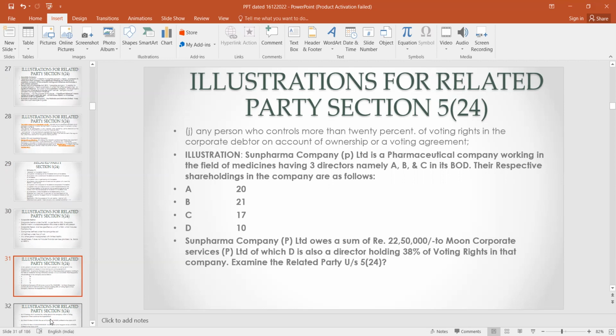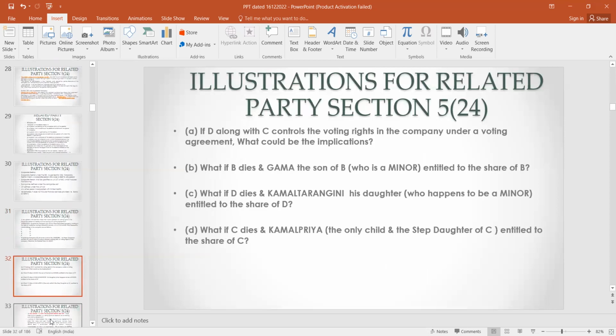In Sun Pharma, there are three directors, A, B, and C. D is not a director in Sun Pharma. But Sun Pharma owes a sum of 20,50,000 to Moon Corporate, of which D is also a director, holding 38% of voting rights in that company. So now you have to see the related party under section 524.